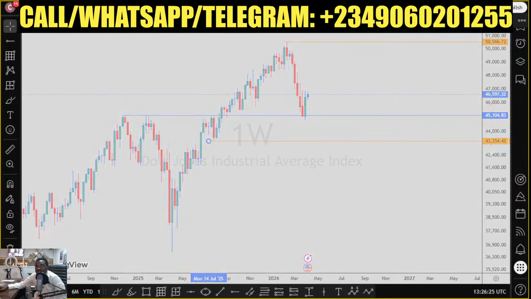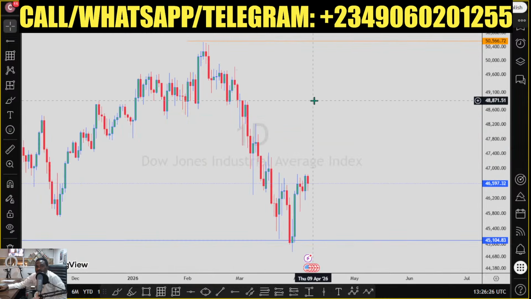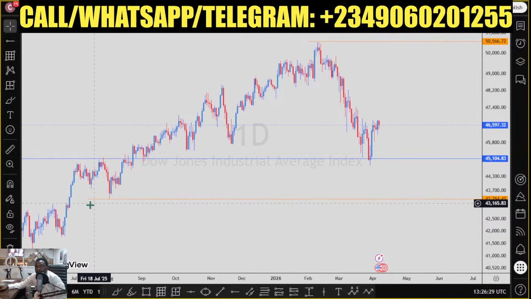Now we come to the day chart. On the day chart, here we go. You can see how we kept on marking levels, having an easy to understand chart, easy to analyze and clean chart.